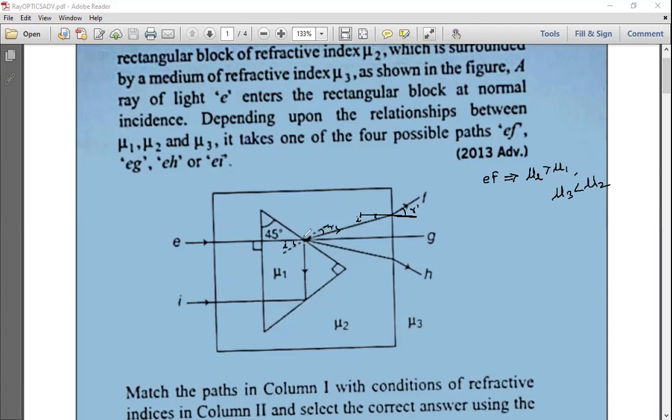Understand this part. When I am coming at this interface, the ray is going away. Away means rarer, towards means denser. That's why this mu3 should be less, this mu2 should be more. So I am writing here, ray travels, or simply I will write like this. One minute, I will make it like this.